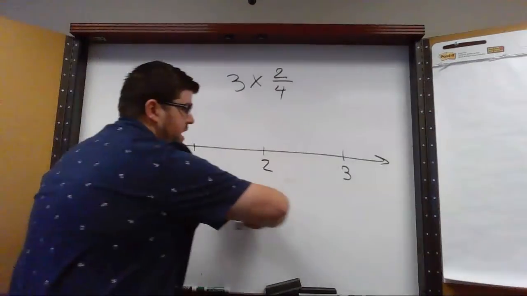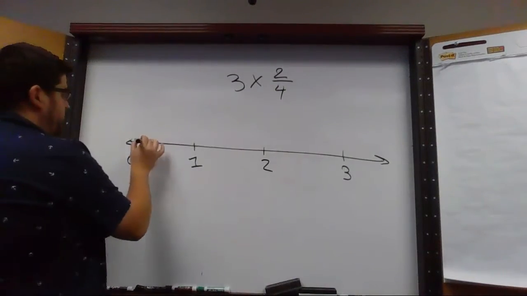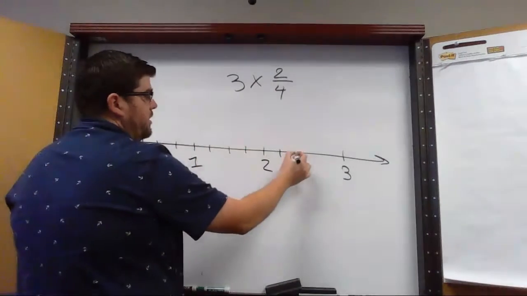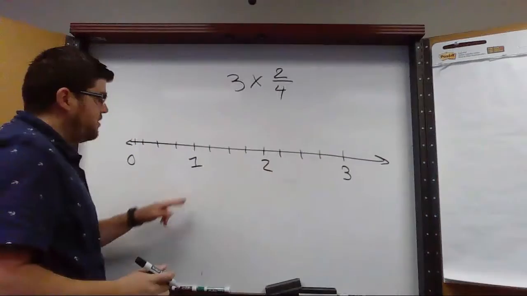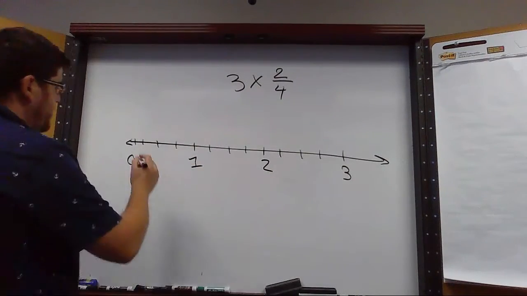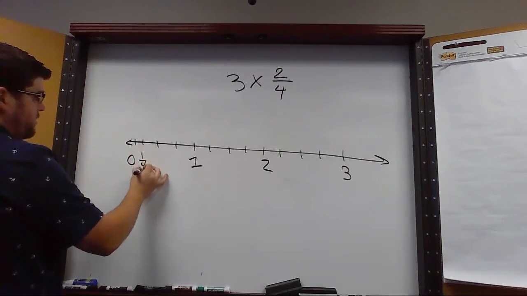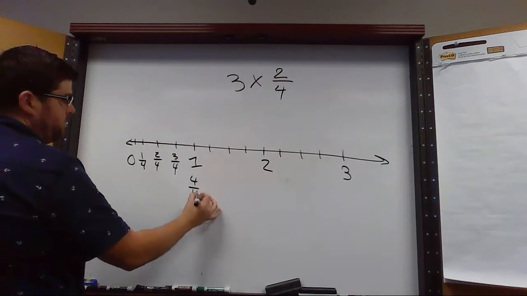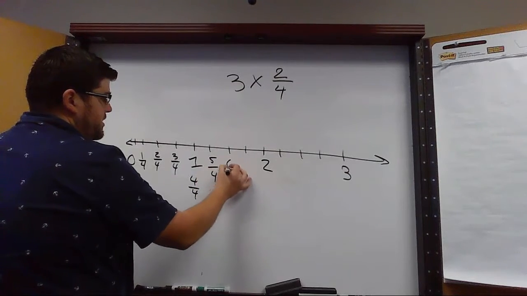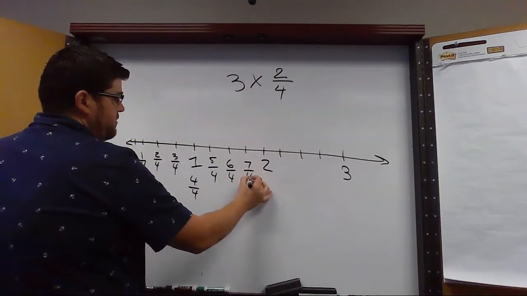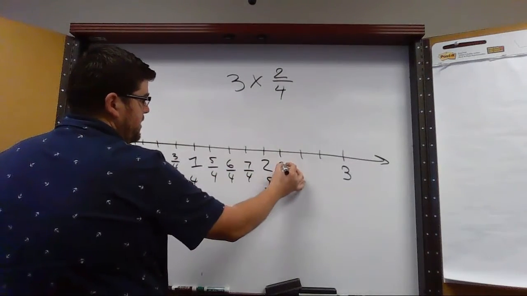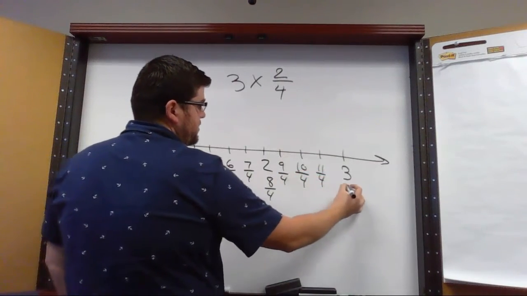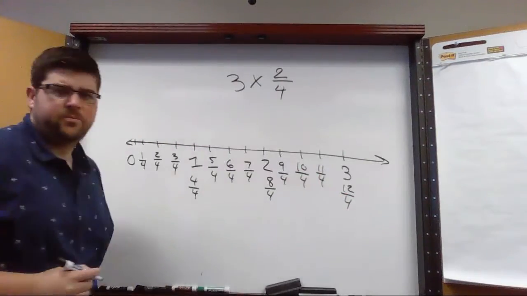So my next step is to cut my number line into fourths. So 1, 2, 3, 4, 1, 2, 3, 4, 1, 2, 3, 4, making sure that my 4s are always lining up with my whole numbers. So this would be 1/4, then I have 2/4, 3/4, and then 1 whole is 4/4, 5/4, 6/4, 7/4, 8/4, 9/4, 10/4, 11/4, and 12/4.